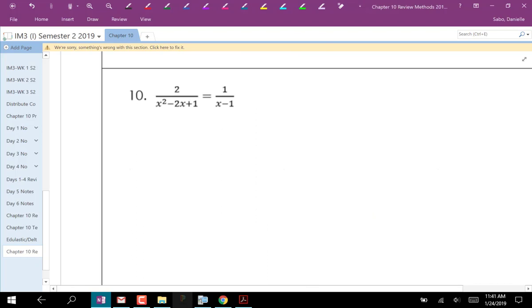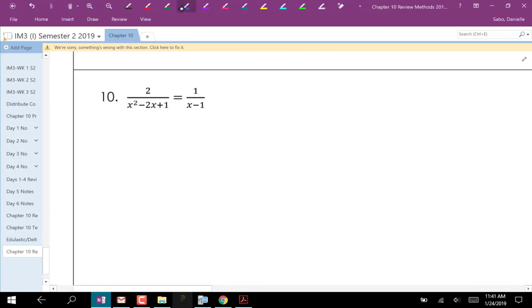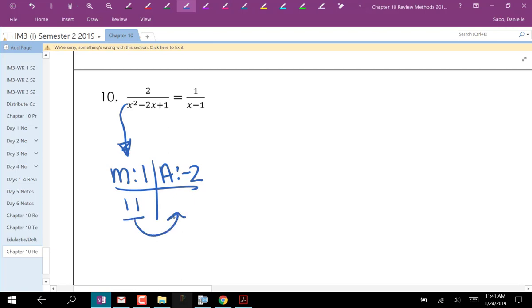Okay, first step, let's factor. Let's talk about this guy right here. What multiplies to a positive 1 and adds to a negative 2? What are the only two things that multiply to 1? 1 and 1. Well, what are both of their signs? Negative. Careful. Negative 1 minus 1 gets me a negative 2.